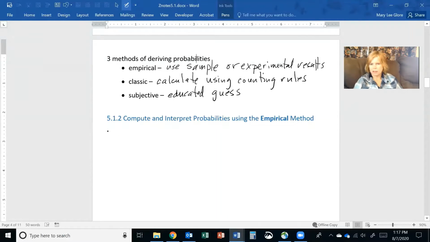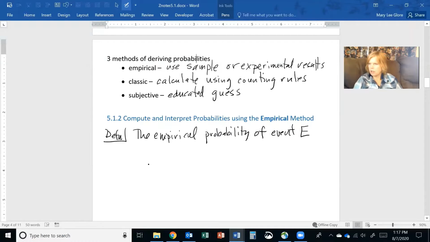The empirical method, let's see the definition. All right, so the empirical probability of an event, and we'll call that event E, and we're using capital letters for E. So the empirical probability of event E is the relative frequency that E occurs in a sample or an experiment.